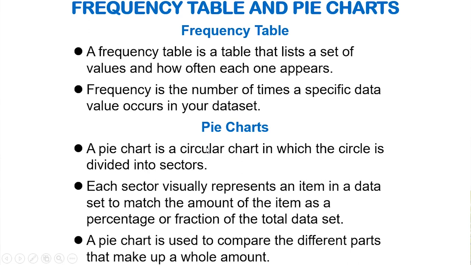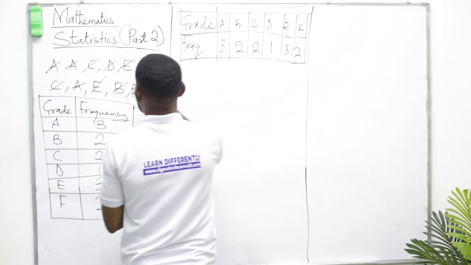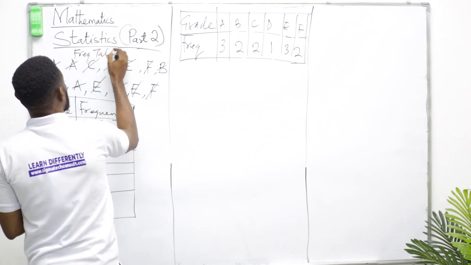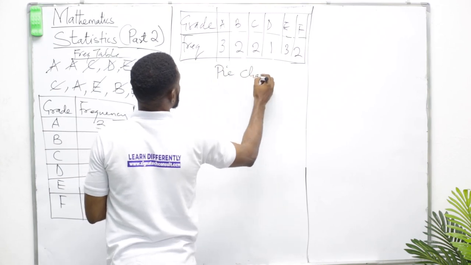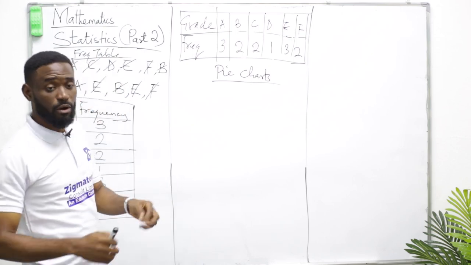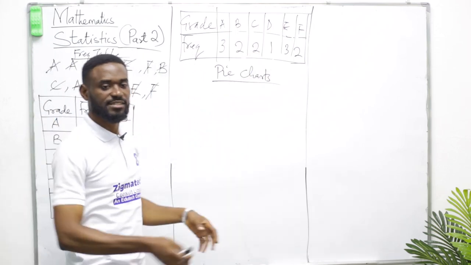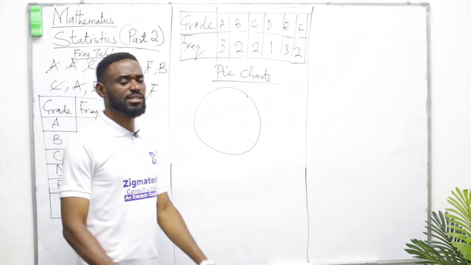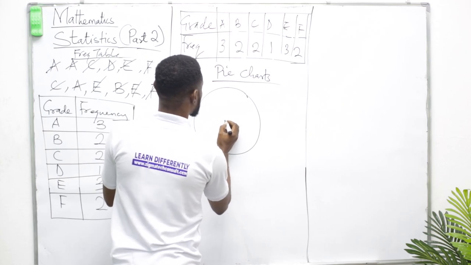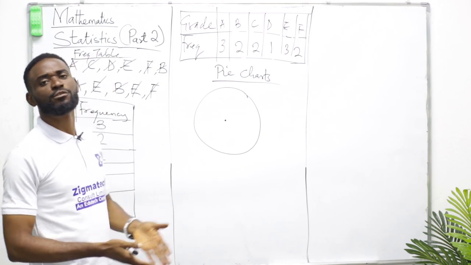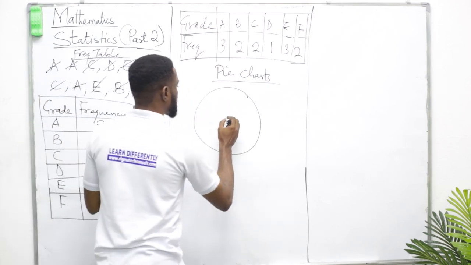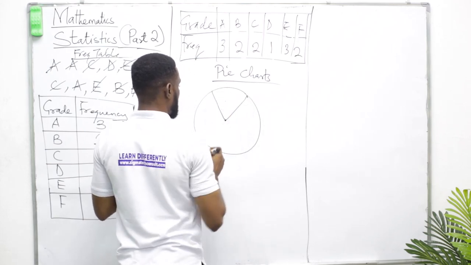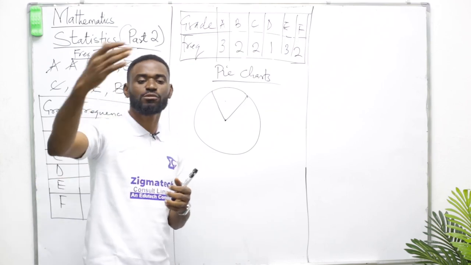We said a pie chart is a circular chart in which the circle is divided into sectors. You know, for pie charts now, this is frequency table. Now this is pie chart. Okay, now pie chart, we said, is a circular chart in which the circle is divided into sectors. What is a sector? A sector is any region of a circle formed by two radii. Okay, this is a radius, this another radius, so this is a sector here. Do you understand me now? So this is divided into sectors. Do you understand me now?